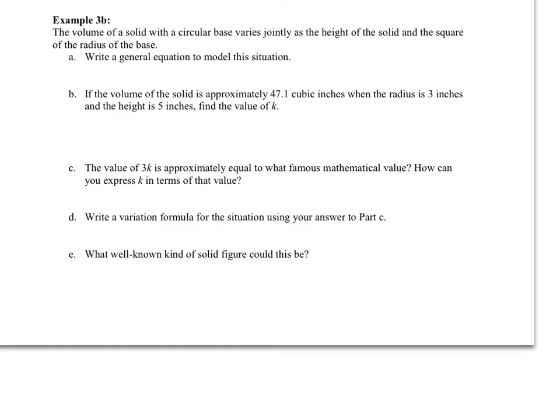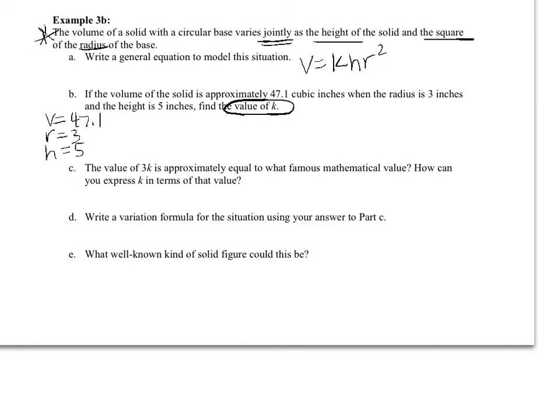Okay, example 3b. The volume of a solid with a circular base varies jointly as the height of the solid and the square of the radius. We're going to write a general equation to model this situation. So we're going to go volume equals k times height times radius squared. It's the same general equation as example 3a. And I just read from left to right in this problem right here. Part B, if the volume of the solid is approximately 47.1 cubic inches, so volume equals 47.1, radius equals 3, and height equals 5, find k.